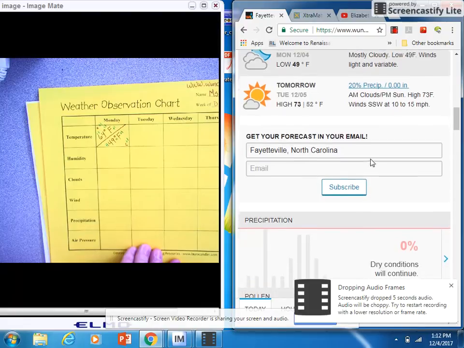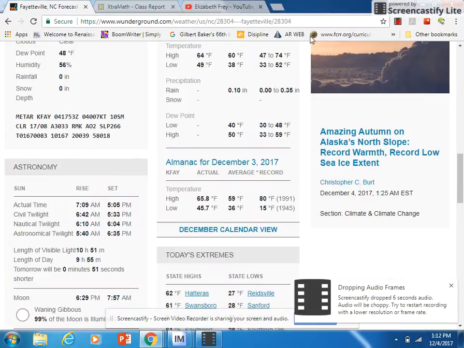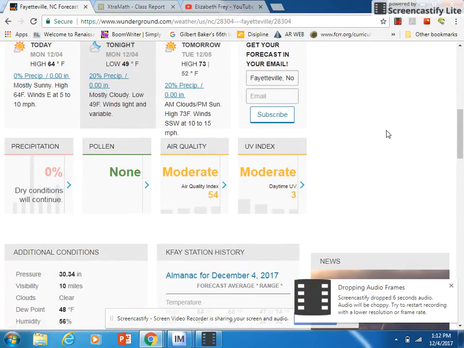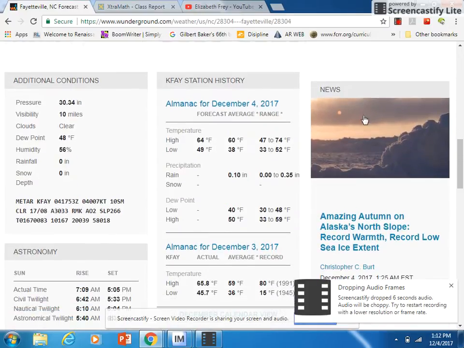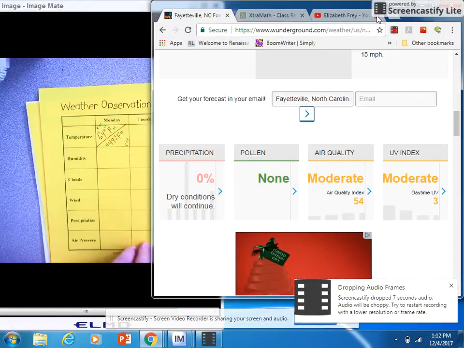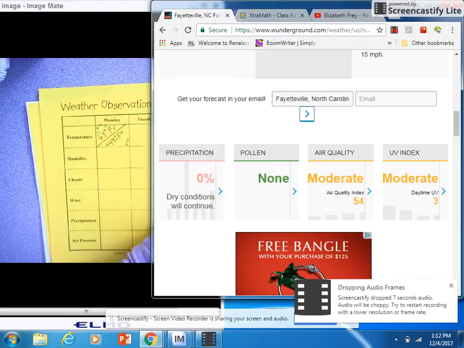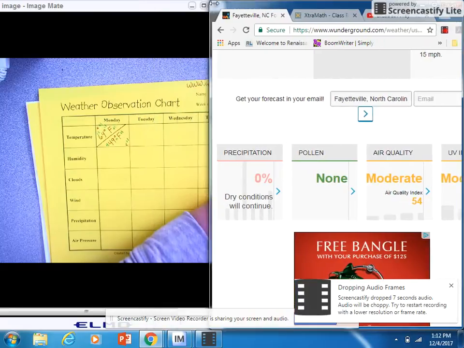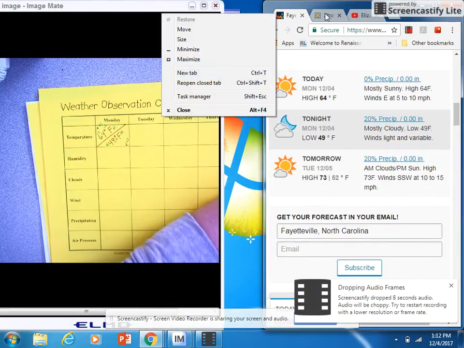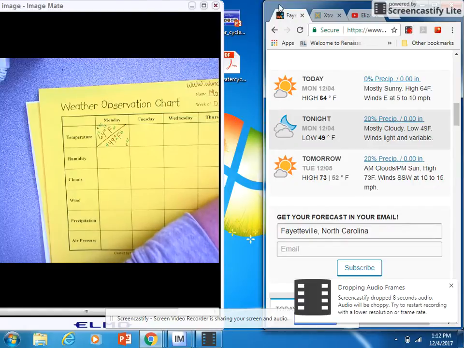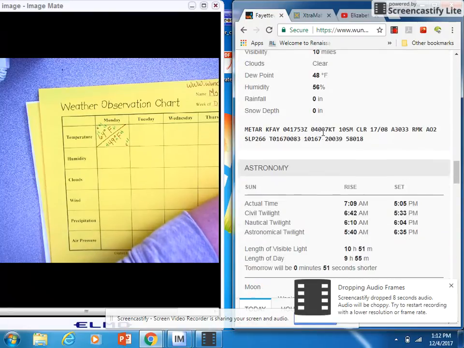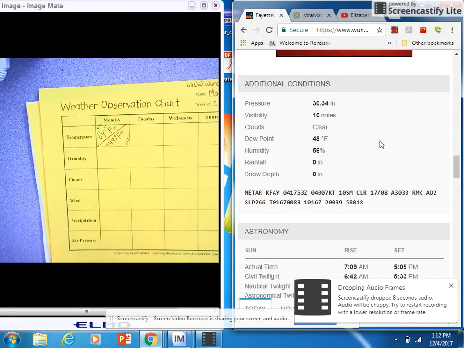After you're finished with that, you're going to scroll down. You're going to see a whole bunch of stuff with air quality and all this other stuff. Just keep scrolling. This additional conditions, that's where I'm looking. Sorry, I just want to make this over here so we can do this while we write. Okay, so additional conditions.